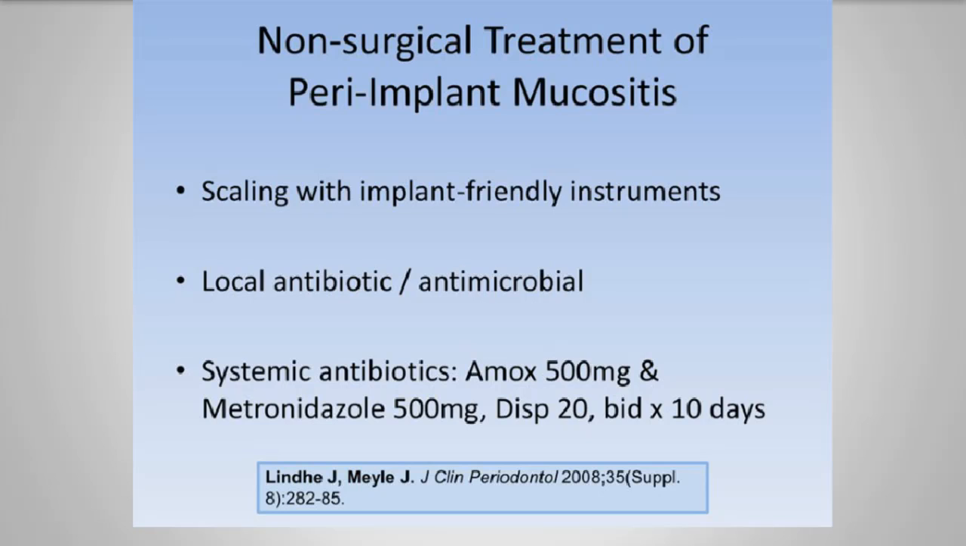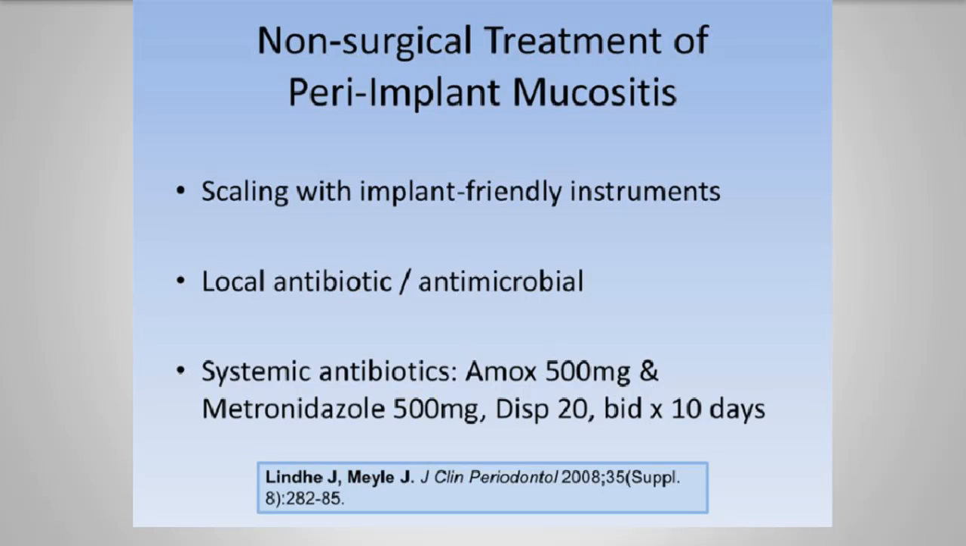You can also use a systemic antibiotic. We have research that shows amoxicillin 500 and metronidazole 500, dispense 20, and give them twice a day for 10 days. That will certainly help calm the tissue down. But again, we have to remove the source of this. If this is just a patient who has been negligent in their hygiene, or they have one of those restorative contours we discussed, where they're retaining plaque very easily, then we can certainly start off with this therapy.